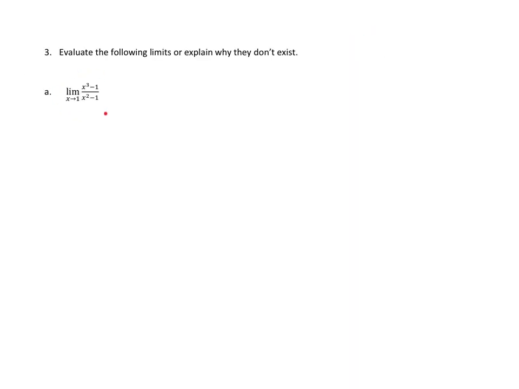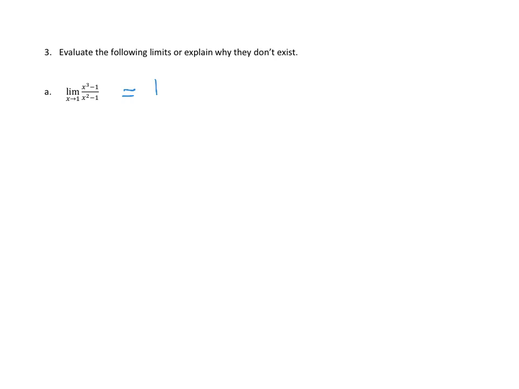Let's compute the following limits or explain why they don't exist. Starting with this one here. You can think of putting 1 into all the x's, and when you do, you get 1 minus 1, which is 0, and then the denominator of 1 minus 1, which is 0 as well. This is a 0 over 0. That doesn't mean it doesn't exist. It means we probably can simplify this a little bit. So let's try to figure that out.